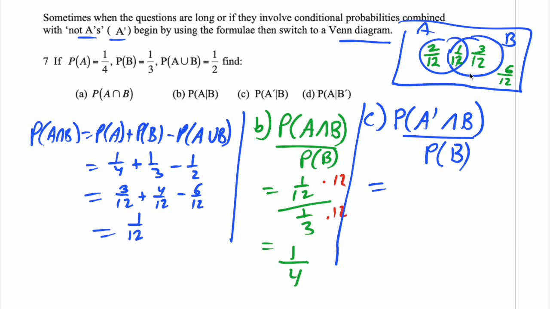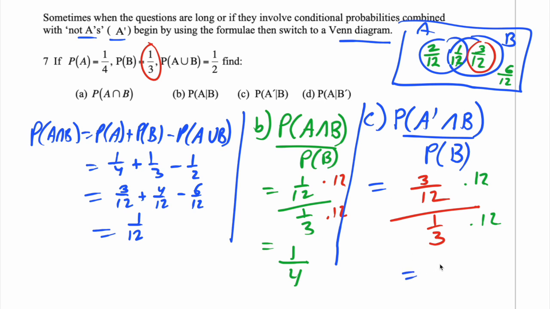Not A and B are things that are not in A and they're in B. That's this thing. So it's 3 out of 12, and the probability of B is 1/3. We can multiply the numerator and denominator by 12 to get 3 out of 4. It's just 3/4. And part D is very similar, just kind of the other way around.